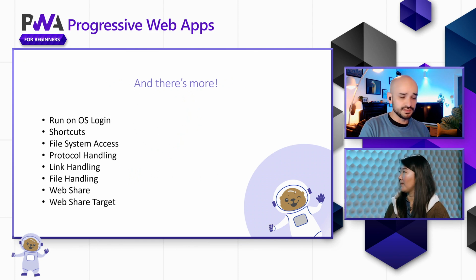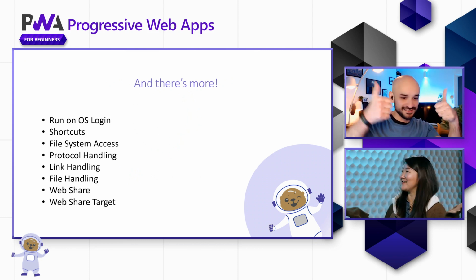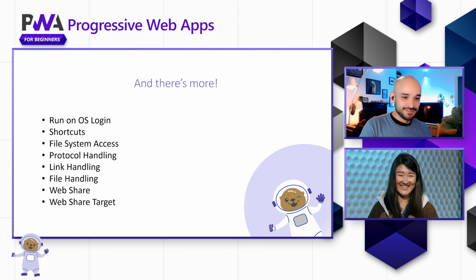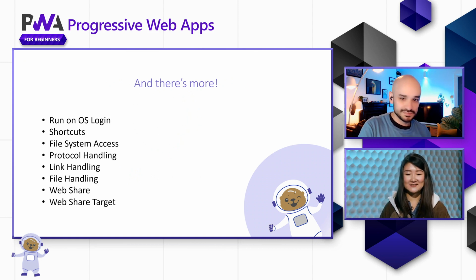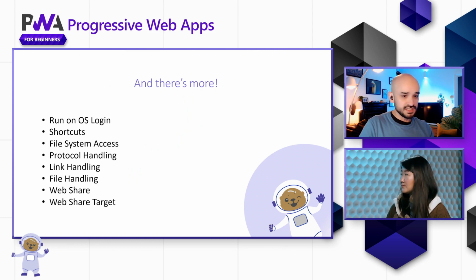We have then file system access. Maybe open up files from my computer? Indeed, 3 for 3. Protocol handling. This one I actually don't know. Tell me more. We're going to go into that one in a bit. Link handling, file handling. Let's say that they will give your PWA superpowers. And finally, web share and web share target.